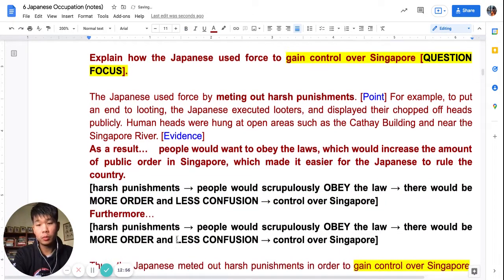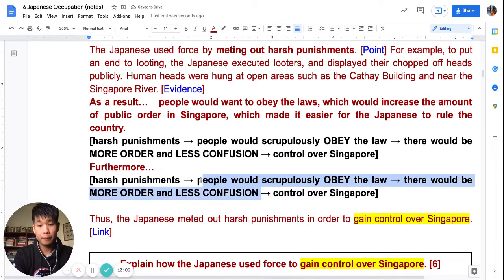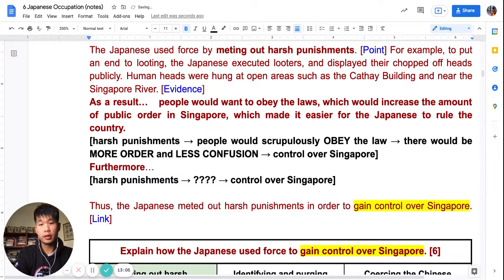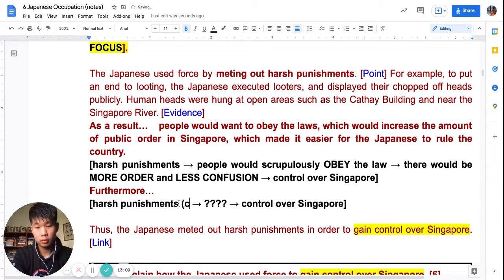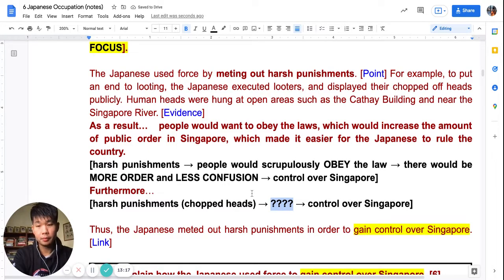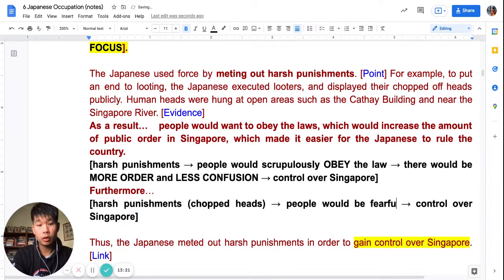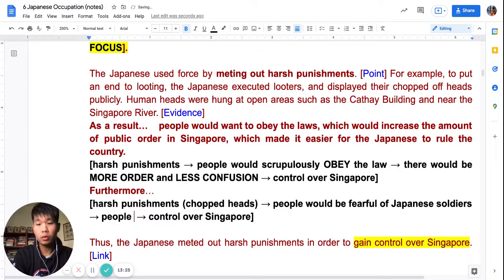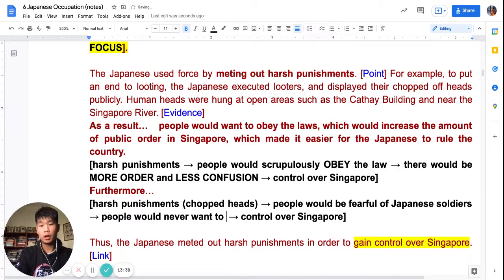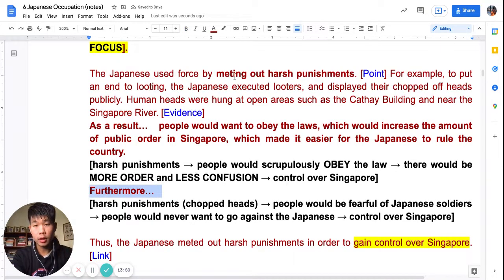What's the other explanation? Furthermore, harsh punishments would lead to what? By seeing the chopped off heads, it would lead to fear. People would be fearful of Japanese soldiers. People would never want to go against the Japanese, and so they have control. And that's it. There's no resistance. So furthermore, let me change this to a different color so that it's easier for you all to see the explanations.